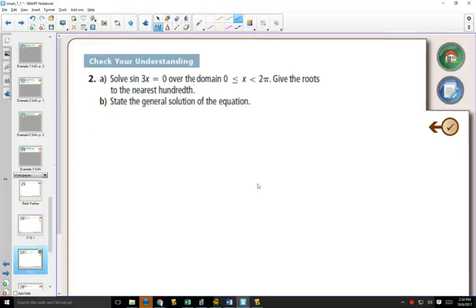Example 2 is another new type of question. I have a name for it. I call these ones multi-revolution questions.